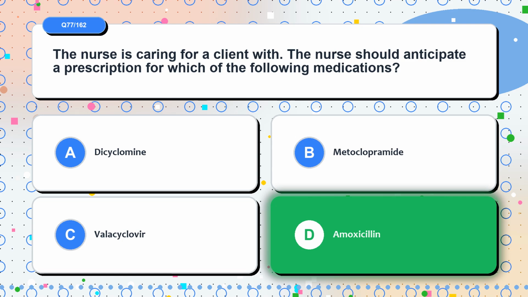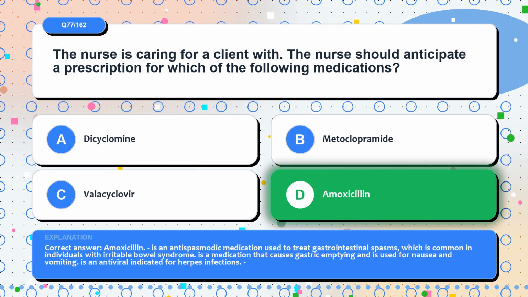The correct answer is option D, amoxicillin. It is an antispasmodic medication used to treat gastrointestinal spasms, which is common in individuals with irritable bowel syndrome. It is a medication that causes gastric emptying and is used for nausea and vomiting. It is an antiviral indicated for herpes infections.